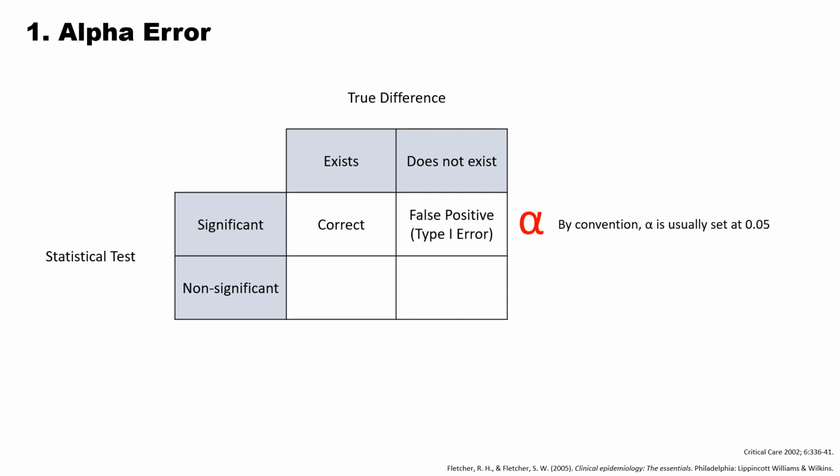And so alpha error is also known as a type 1 error, and it's a false positive result. So if we look at the true difference, there is no difference, that does not exist, but we have a significant result for our statistical test. And so this is a false positive, and by convention, our acceptable alpha rate is usually set at 0.05 or 5%.